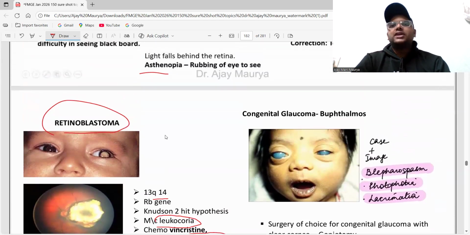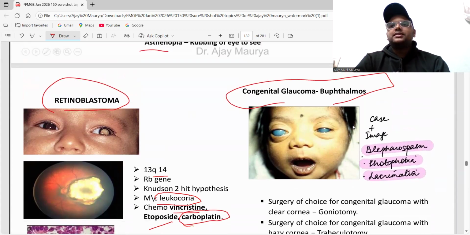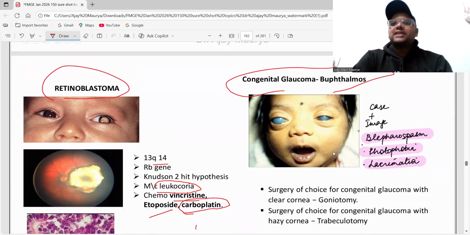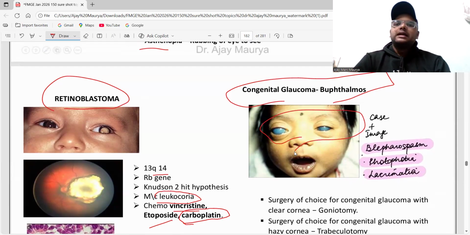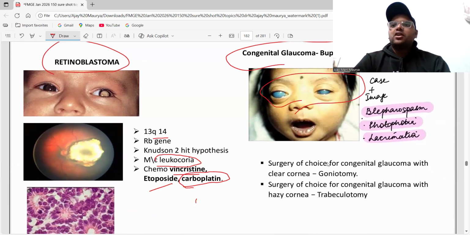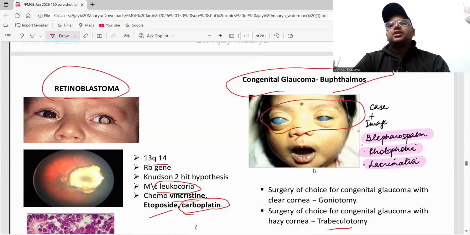Remember, this is congenital glaucoma, called buphthalmos. They will give this image and say there is blepharospasm, photophobia and lacrimation, and you have to identify buphthalmos. Surgery of choice for congenital glaucoma with a clear cornea is goniotomy. Surgery of choice for congenital glaucoma with a hazy cornea is trabeculotomy.